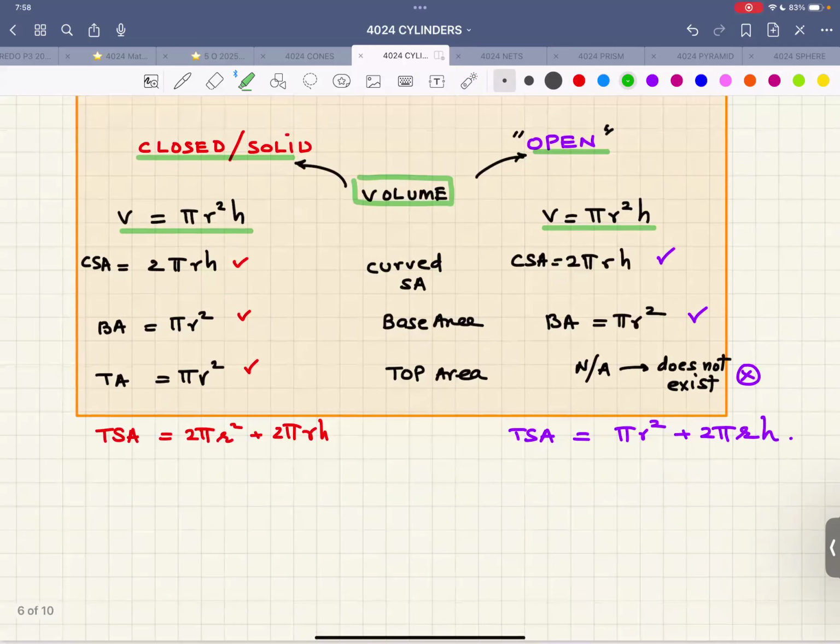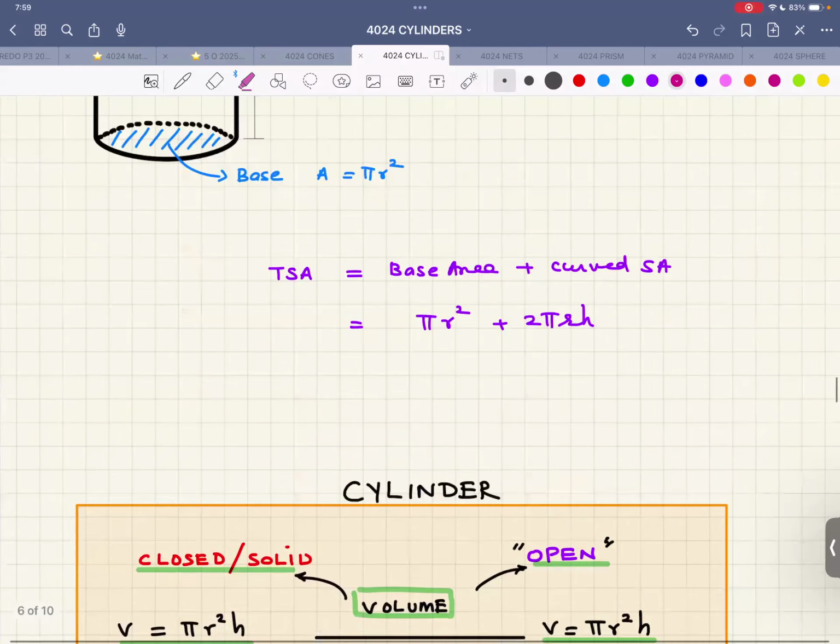Curved surface area is over here. That is 2 pi r h. Base area is there. Top area is missing. It does not exist in an open cylinder. That is the total surface area that you see over here. So I hope it's all good, all clear.